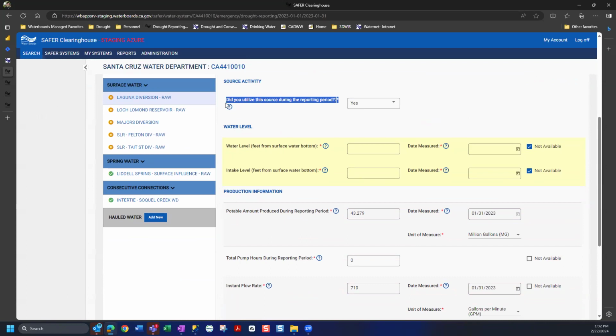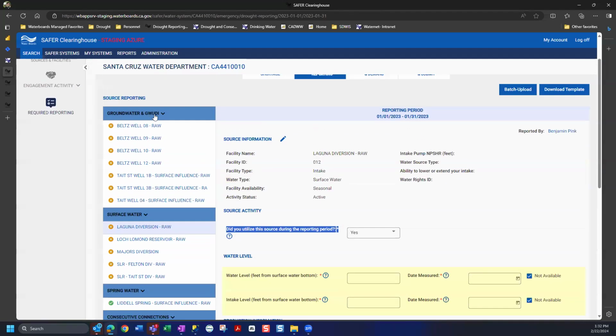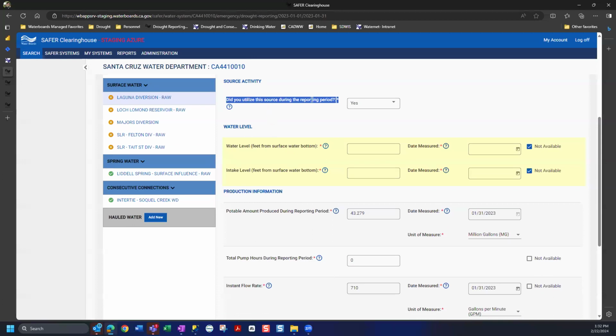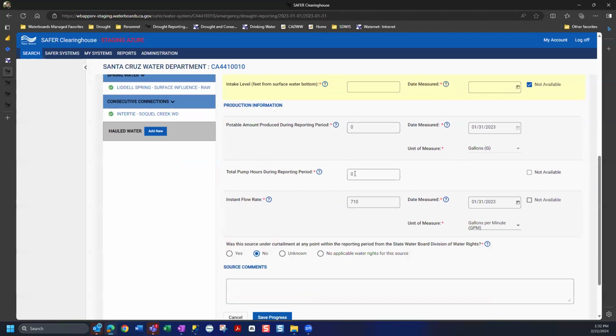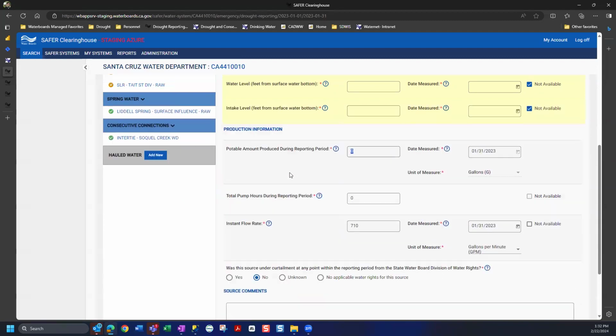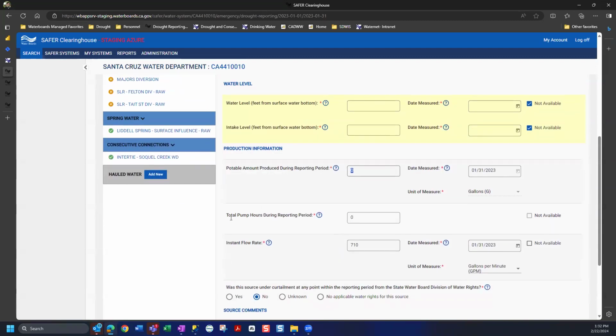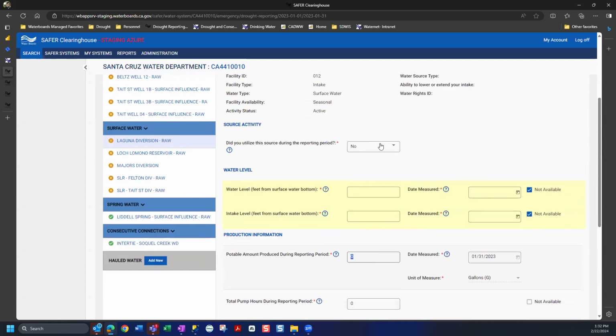This question I just went over is, did you utilize this source during the reporting period? Similar to groundwater and GUDI, utilizing the source is, did I use it? Did I not? And if you put yes, then more fields are required. If you put no, then some of the fields are disabled as 0 and are not allowed to be changed in terms of amount produced during reporting period and pump hours during reporting period. You no longer can edit those because you did not utilize the source.